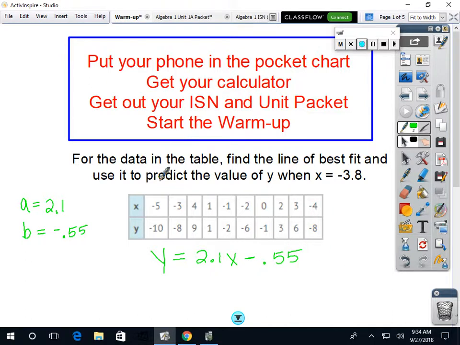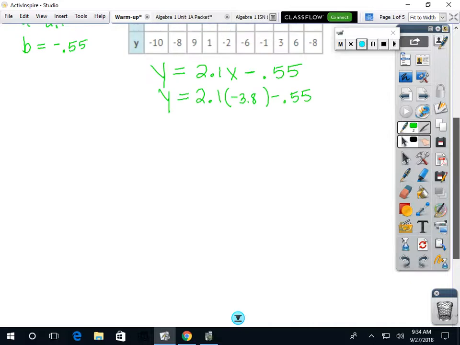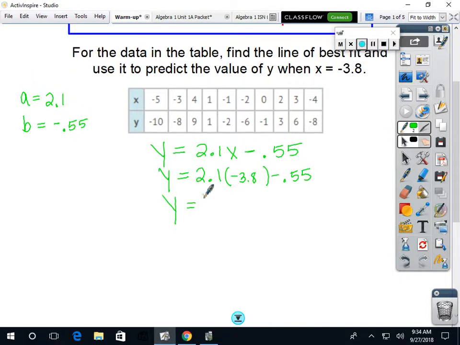Now it wants us to use it to predict the value of y, so we want to know what y equals when x equals negative 3.8. So what is that telling you to do? Right, plug in negative 3.8 for the x because they're equal. So that'll be 2.1. These are touching, which means they're being multiplied. We show that by putting parentheses around the next number. And now you just need to type it in your calculator. So y equals 2.1, open parenthesis, negative 3.8, close parenthesis, minus 0.55, and what do you get?